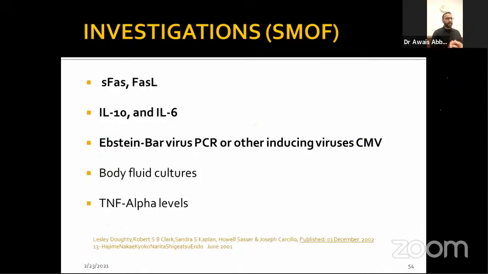The investigations for ASMOF are obviously soluble Fas and Fas ligand levels, interleukin 10, interleukin 6, and viral PCRs like Epstein-Barr virus or CMV or the other viral causes that can potentially cause this pathophysiology. We can get body fluid cultures and TNF-alpha levels as supportive evidence as well.